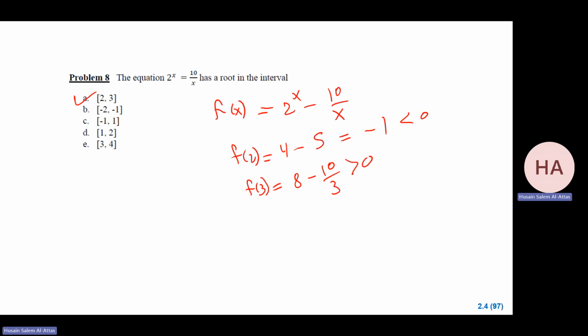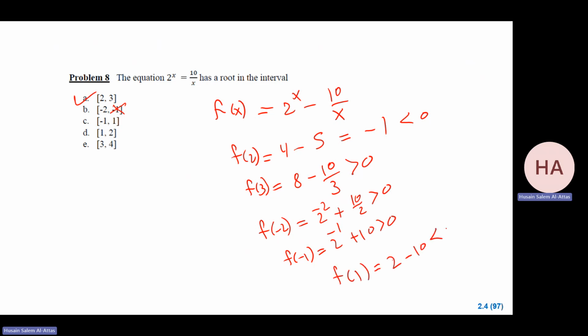Yeah. f of minus 2, that will be what? 2 to the power minus 2 plus 10 over 2, which is positive. f of minus 1, it will be 2 to the power minus 1 plus 10, which is positive. So this will give me nothing. f of 1 will not do. f of 1 will be 2 minus 10, negative. 1 and minus 1. Minus 1, there is a problem here.